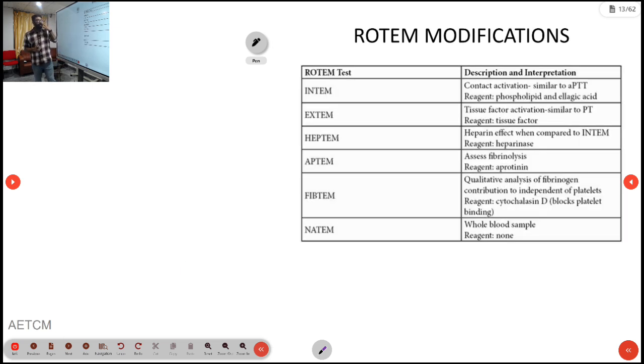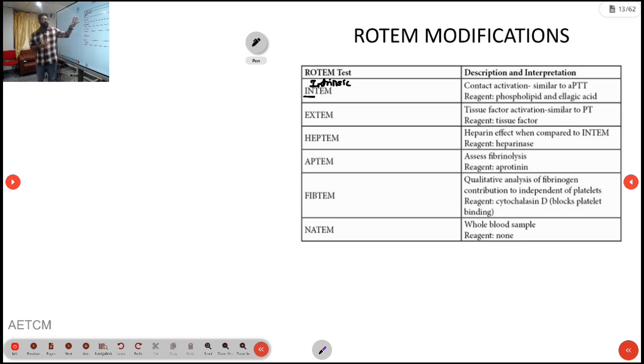So ROTEM also has similar modifications. INTEM means this is actually the intrinsic factor. So what are these modifications basically for? It's basically for the initial blood sample. What is the purpose in the ER? What is our concern here?